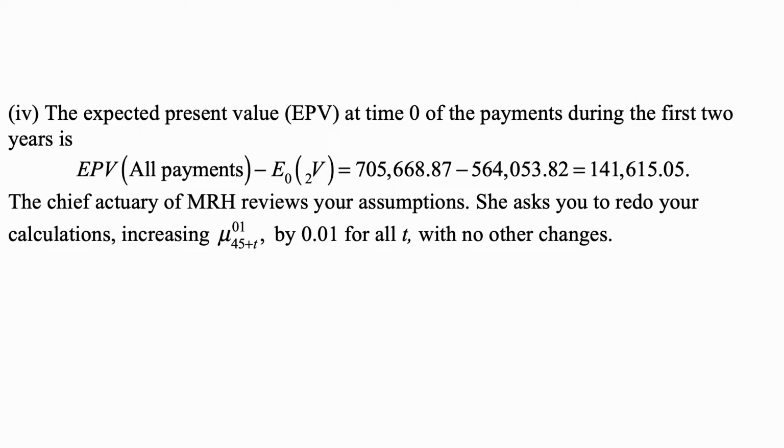And then the chief actuary reviews your assumptions. She asks you to redo your calculations, increasing the force of transition by 0.01 for all t with no other changes. So that's what we will be doing in just a moment.